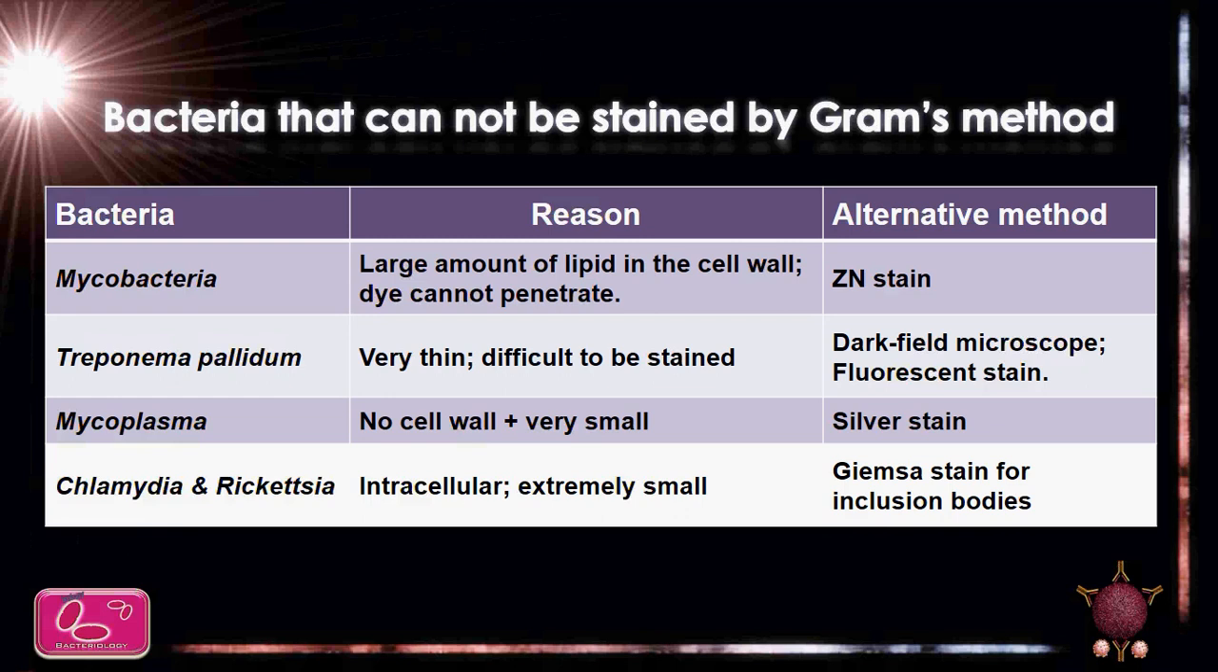Another group of bacteria is known as the mycoplasma. As you can imagine, they don't even have a cell wall, and they are quite small. That's why you have to use alternative staining methods like silver stain methods. Another group is known as the intracellular organisms, like chlamydia and rickettsia. They are extremely small and intracellular. That's why we have to wait for inclusion bodies to arise to be stained by Giemsa stain.